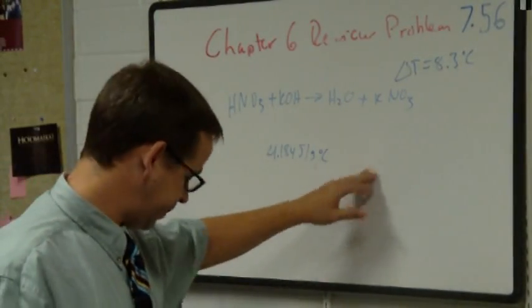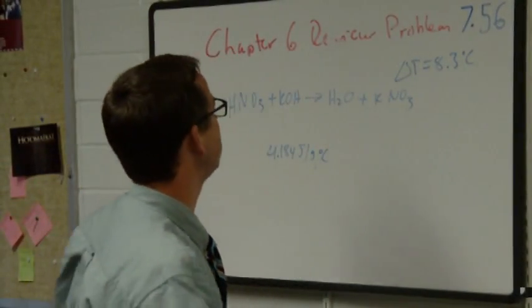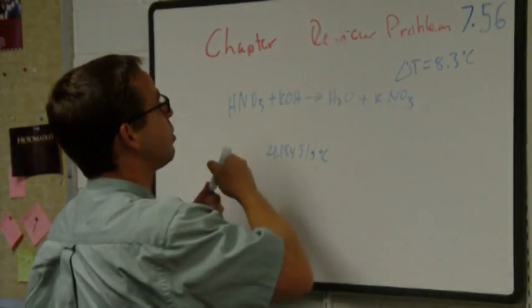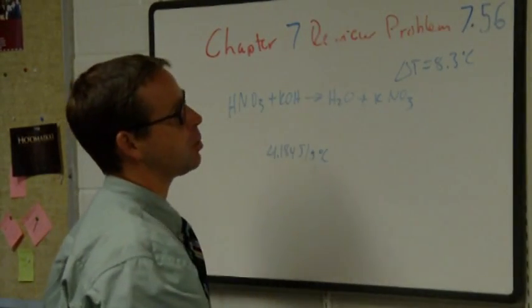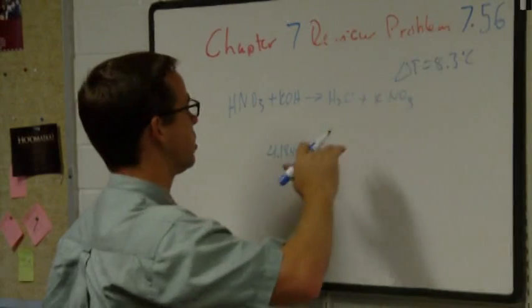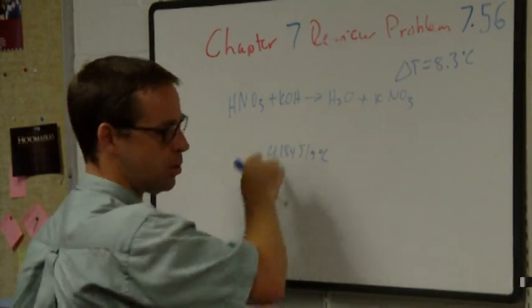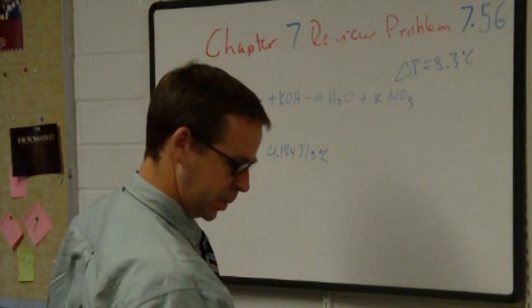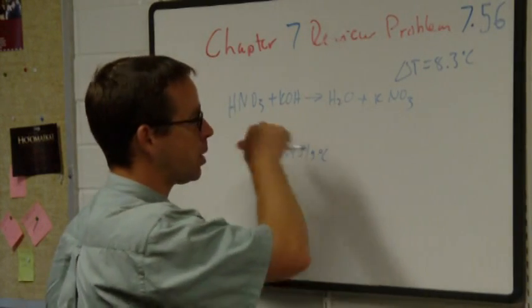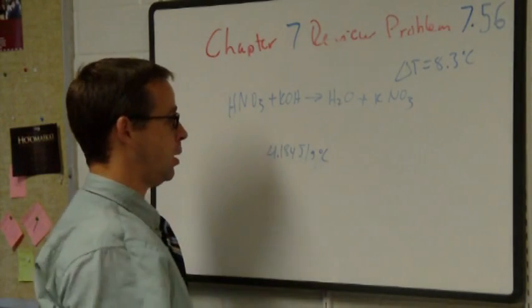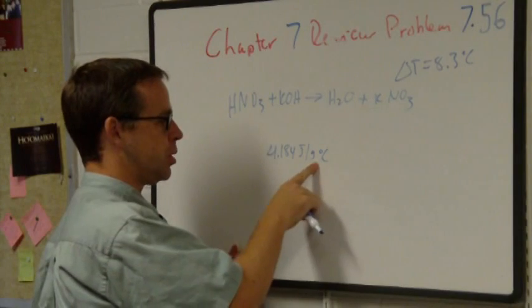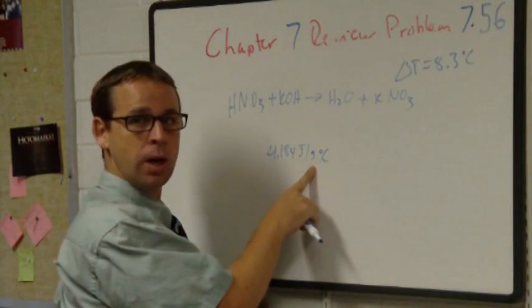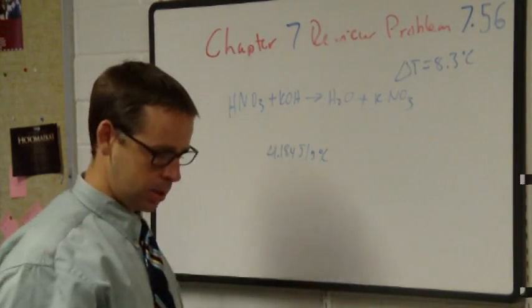We're going to get back to finishing up this problem here. Chapter 7 review problem 756. So we have nitric acid combined with potassium hydroxide. The products are water and potassium nitrate. The specific heat is how many joules it requires to move 1 gram of water 1 degree Celsius.